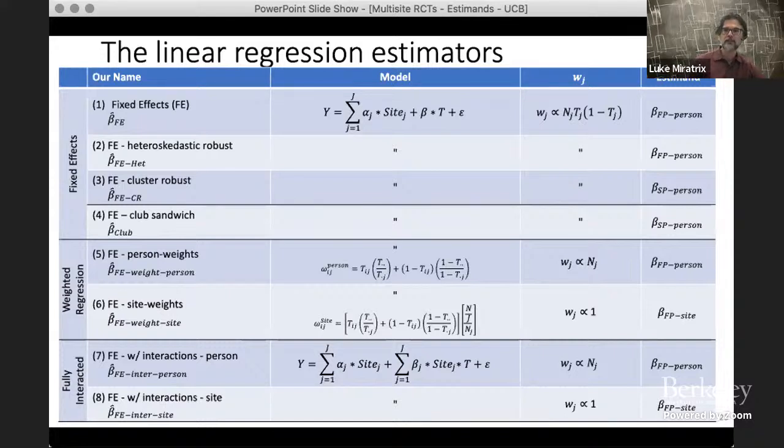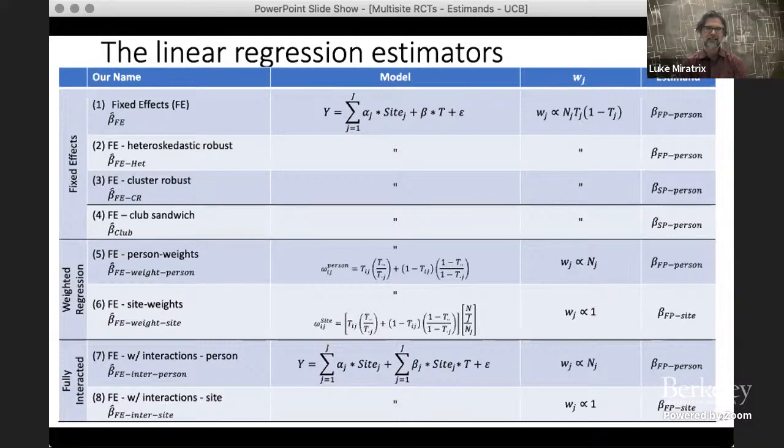It turns out that these are precision weighted. They're neither person nor site average estimates in terms of their estimand, but given that the weights are proportional to NJ, the number of people in a site, times the proportion of people treated in the site, times the proportion of people not treated in the site. If you have the same proportion of people treated in all your sites, they collapse back into a person-weighted estimate.